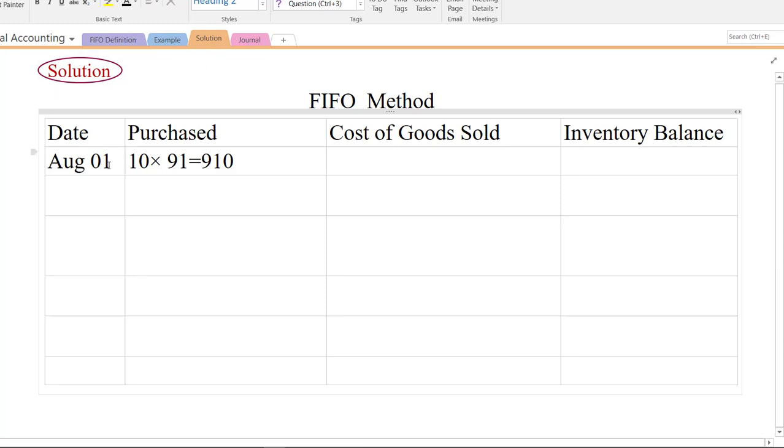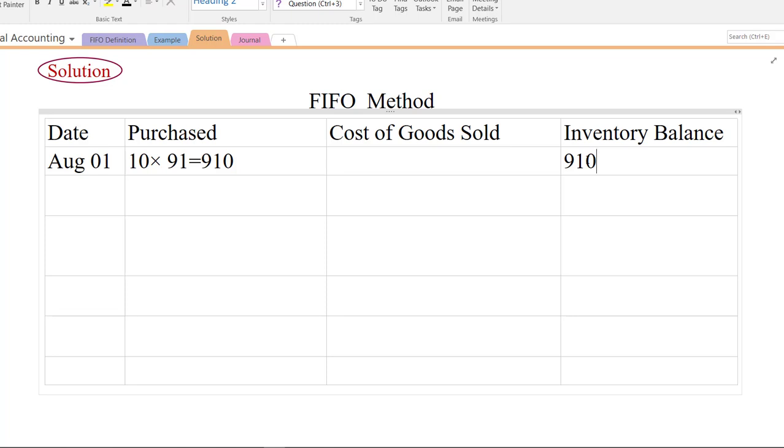Now students, on August 1st, we have purchased 10 units with the cost of 91 US dollars, so it's equal to 910. On 1st of August, there is not any cost of goods sold, so we just have the inventory balance. Now I will write inventory balance here. So how much is the total inventory balance which I have? That's equal to 910 USD. This 910 USD is the total number of inventories which I have, or the total stock which is available in the business or in the organization.